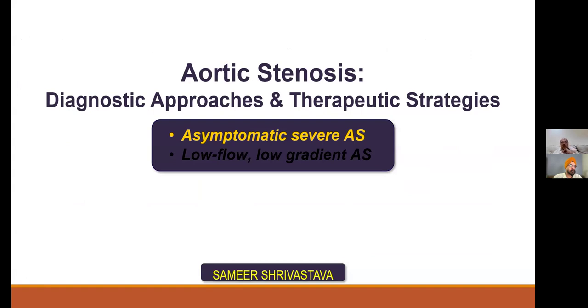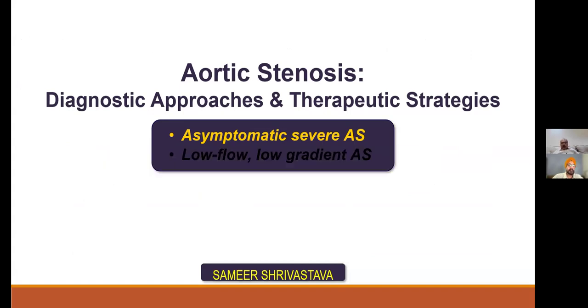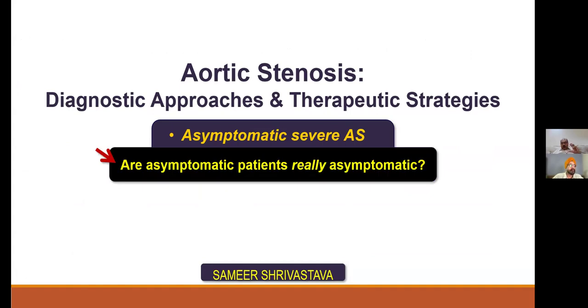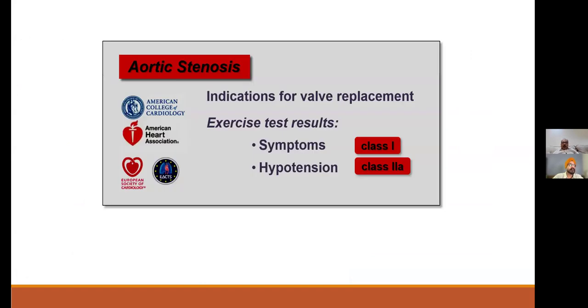The controversy has even worsened in the last 8 weeks. Asymptomatic severe aortic stenosis and low flow, low gradient. These are two concepts which I'm going to discuss in the next maybe 10 minutes or so. Indications for valve replacement are well defined by the American Society of Echo, the American Heart Association and the European.